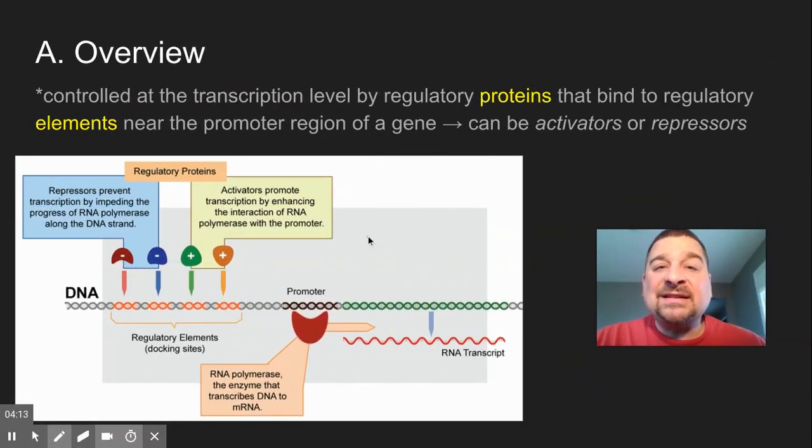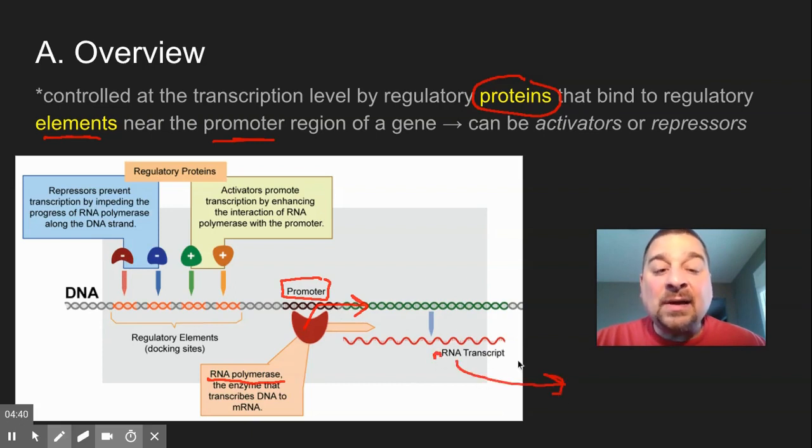Most gene expression is controlled by regulatory proteins that bind to regulatory elements near the promoter region of a gene. Remember the promoter region. If you look down here at our DNA, the promoter region is where RNA polymerase is going to attach and then take off and transcribe that gene, which makes an mRNA transcript, which will then go out to the cytoplasm and take those instructions and build the protein.